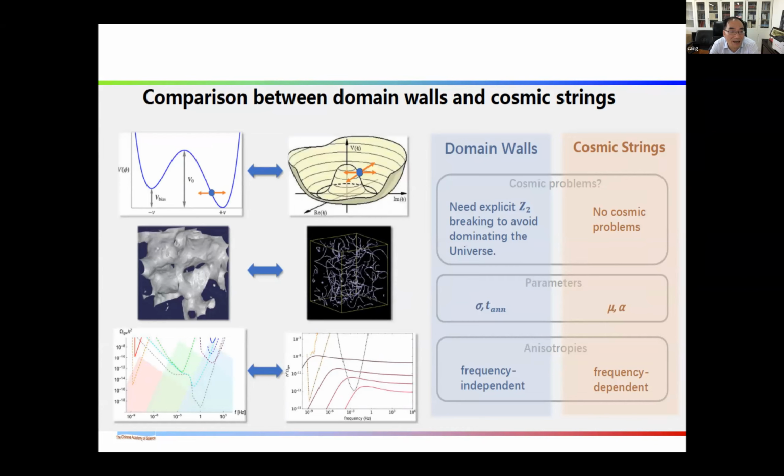So let's make a comparison between the domain wall and the cosmic strings. First, of course, the symmetry is different, and the spectrum of the gravitational wave is also different. For the domain wall, this is a Z2 symmetry; this is the U1 symmetry. In this way, there is the domain wall. For the domain wall case, we have the cosmic problem. But for cosmic string, there is no cosmic problem. In the domain wall case, there are two parameters: one is the tension sigma, another is the time of annihilation of domain walls. For the string case, the tension mu and alpha are the parameters, the ratio of the length of string over the Hubble horizon. In the isotropic case, this is frequency independent. This is frequency dependent.